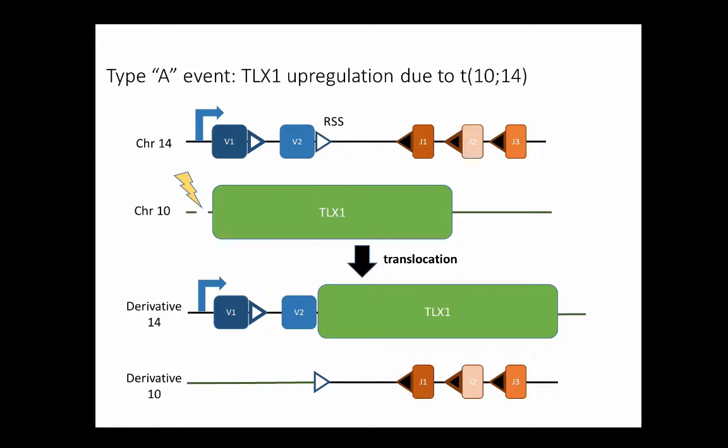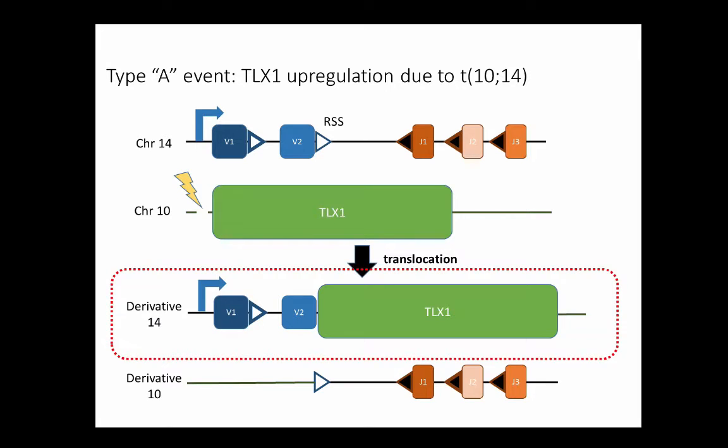So I showed this example earlier. This is actually one of the more common translocations, a type A abnormality, in which the transcription factor TLX1 on chromosome 10 is translocated to the more active TCR promoter on chromosome 14, which drives the expression of TLX1 and results in maturation arrest.